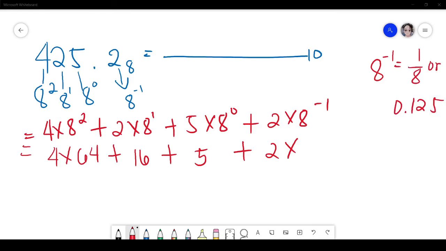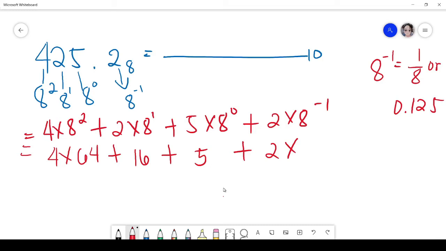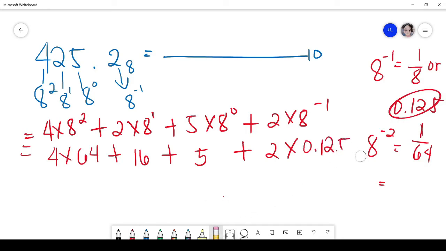You can see that 8 to the power of negative 1 is equivalent to 1/8. If 8 to the power of negative 2, then 1 over 8 times 8, 64. So 1 over 64. If fractions are difficult, you can convert it to decimal. So 1 divided by 64 gives its decimal. Same here, 8 to the power negative 1 equals 1/8. If fractions are difficult, you can do 1 divided by 8. That gives 0.125.